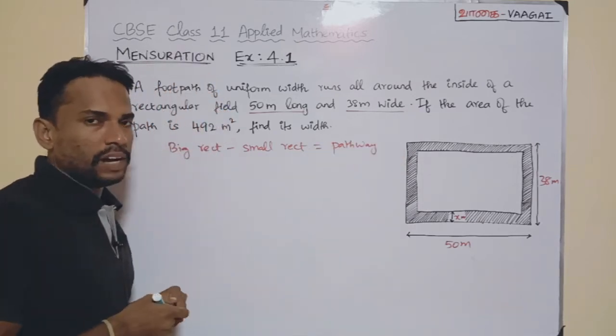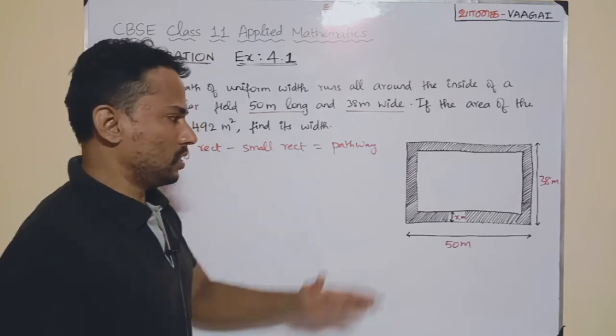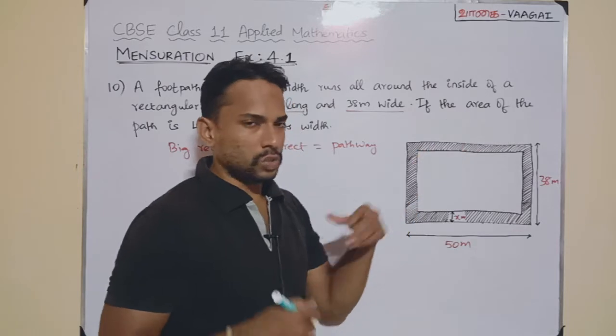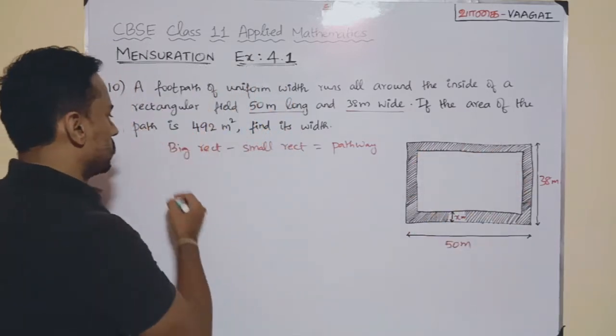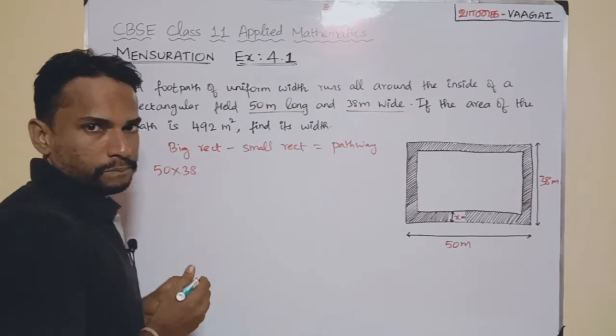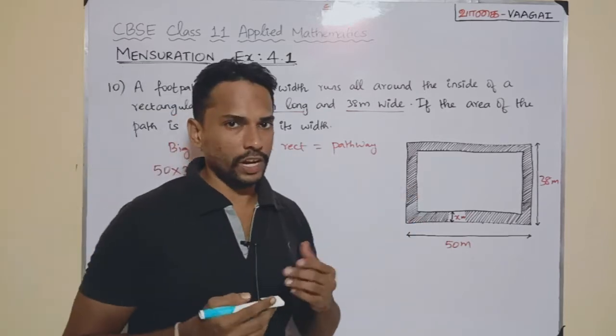Now keeping this in mind, we'll just form an equation, and from there we will solve and get the answer to this question. Now again, listen to this question very carefully. Now area of the bigger rectangle is very easy for us to find. The length is 50, breadth is 38, so I can simply do 50 into 38. So yes, this is done. Now minus, now come to the smaller rectangle. Here is where we need to be very careful.